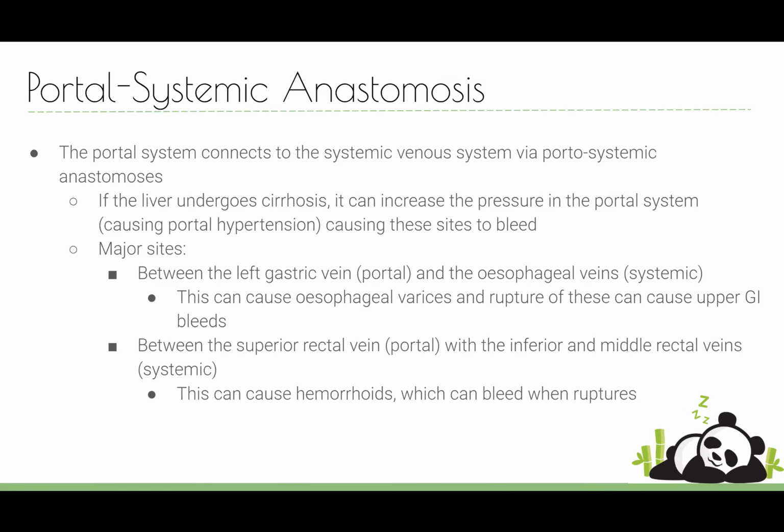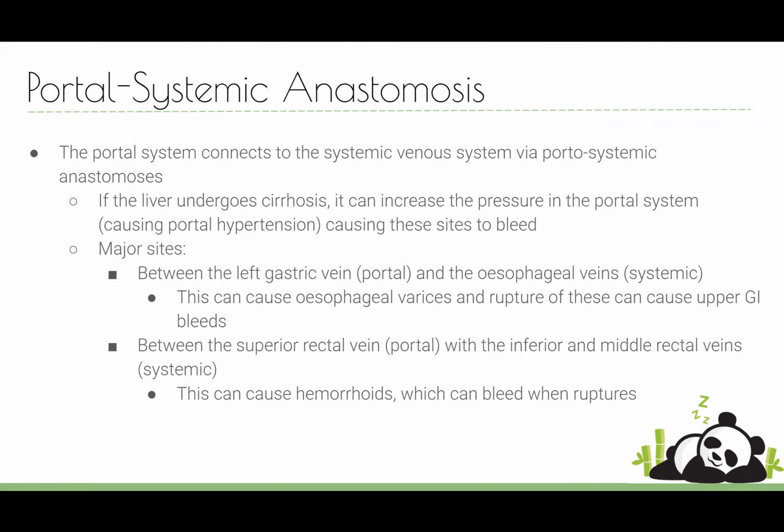So the major sites and the important ones you want to think about are the left gastric vein and the esophageal veins. These can cause esophageal varices, and rupture of these can cause massive upper GI bleeds that are fatal unless treated very quickly, and even then, not good. And the second one is between the superior rectal vein and the inferior and middle rectal veins.